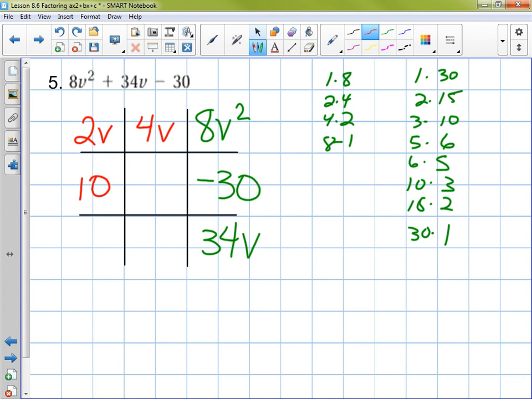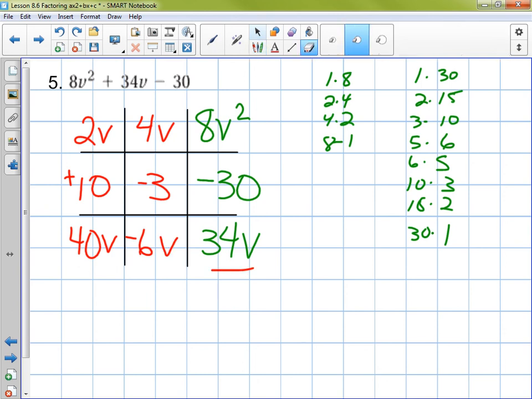10 times 3? And one of them has to be positive and one has to be negative. So I'm going to make the negative smaller and the positive bigger. And if I cross multiply, 10 times 4 is positive 40v, and negative 3 times 2 is negative 6v. 40v plus negative 6v is positive 34v. And that's my answer.